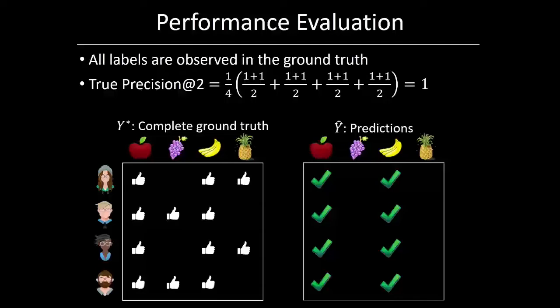So suppose that our task is to evaluate the performance of a silly constant recommender which always recommends apples and bananas to all its users. Furthermore, suppose that somehow by magic we've obtained Y star, which is the complete ground truth information about which user likes which items, with no missing labels. Right? Then, as you can see in this case, the true precision at 2 will simply turn out to be 1. Right? It'll be perfect because all the users actually do like apples and bananas. But obviously, obtaining Y star is impossible.